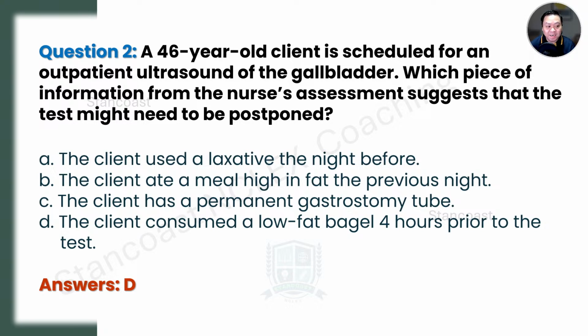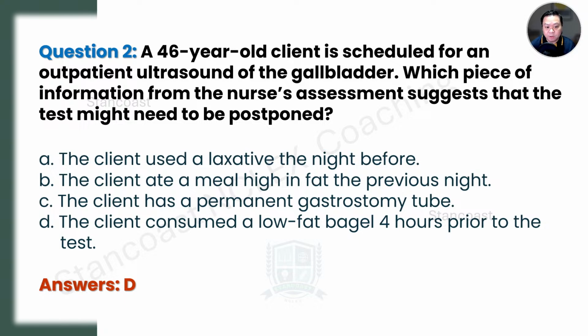All right. Now, why not letter A? The client used a laxative the night before. This doesn't really impact the results of the gallbladder ultrasound. And if you selected letter B, the client ate a meal high in fat the previous night, it would not affect the ultrasound as long as the client was NPO on the day of the test, at least that requirement of NPO status about 8 to 12 hours. And then lastly, letter C, the client has a permanent gastrostomy tube. This does not interfere with the ultrasound study of the gallbladder.